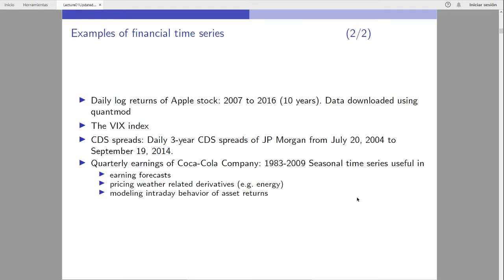Now we have some examples. The first one is daily log returns of Apple stock, the VIX index, CDS spreads, the quarterly earnings of Coca-Cola. I'll leave you with a few seconds of each.